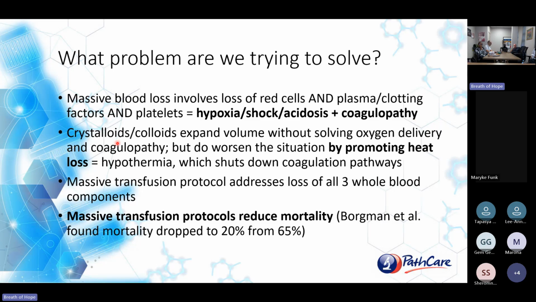Yes, you can give Ringer's lactate or saline, expand the volume. That doesn't solve your problem of not having adequate oxygen delivery and reversing the coagulopathy. In fact, you can worsen the situation by promoting heat loss by the volume expansion, basically shunting heat from your core to your skin. You then get a hypothermic patient, and hypothermia shuts down coagulation pathways, which worsens the coagulopathy. So the idea behind a massive transfusion protocol is to put all three whole blood components back into the patient: the red cells, the platelets, and plasma, to reverse hypoxia and reverse coagulopathy.